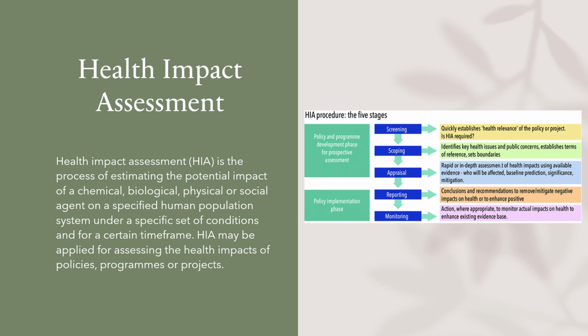And the figure on the right basically explains the HIA procedures broken down into 5 stages. Screening, scoping, and appraisal, which is in the policy and program development phase for the prospective assessment. And then in the policy implementation phase is reporting, and finally monitoring.